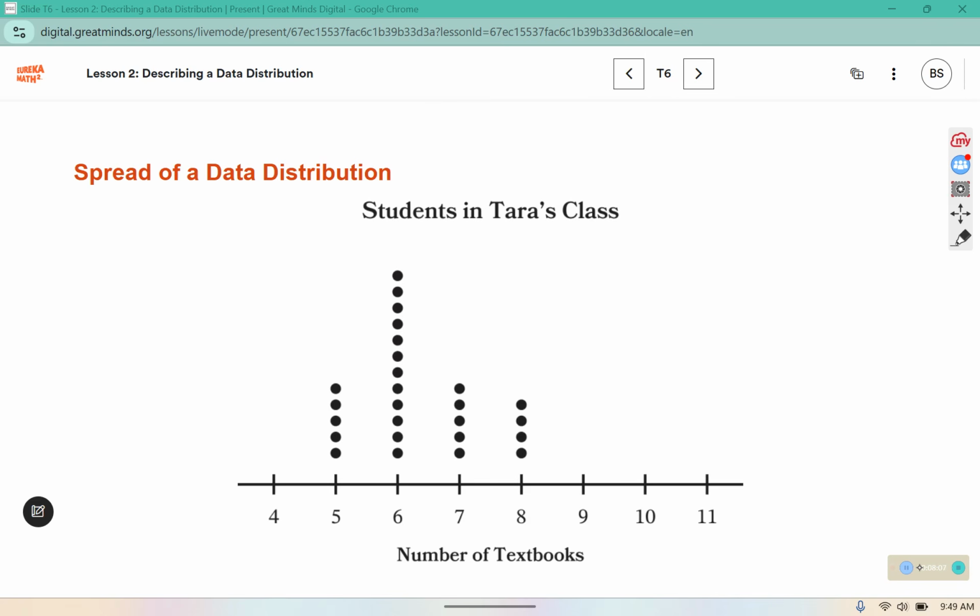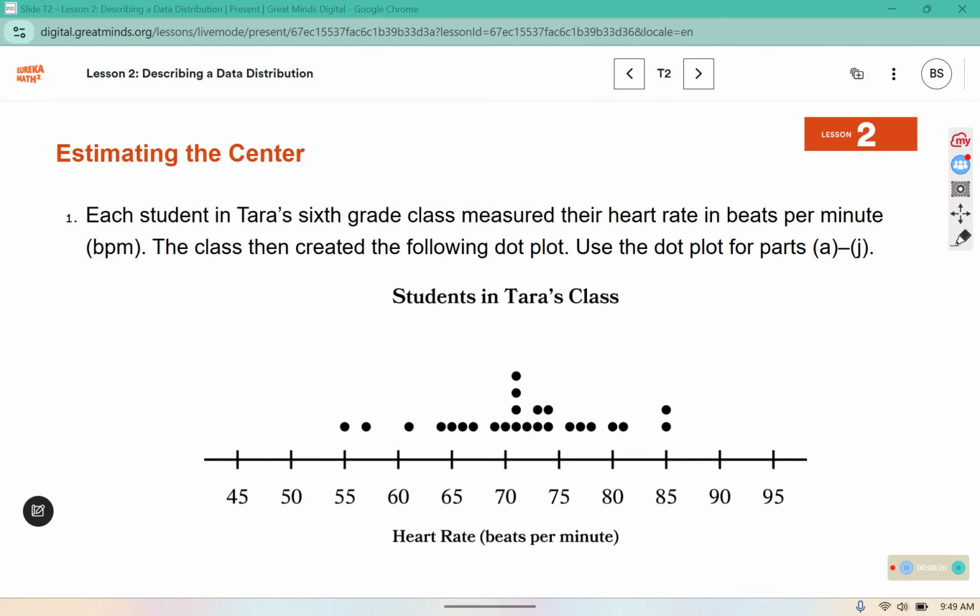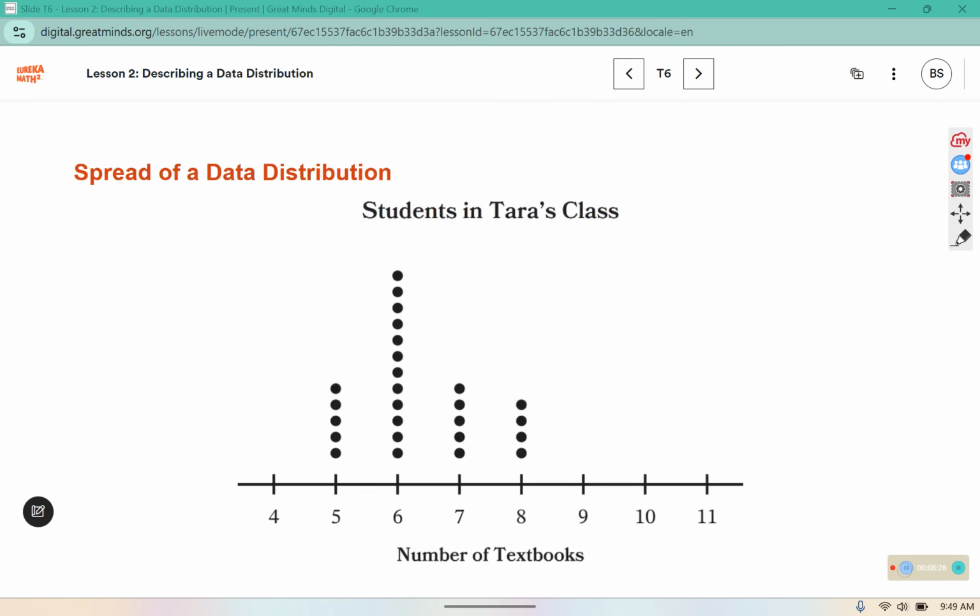Since it's not as spread out, we would say it doesn't have as much variability. There is some variability because they're not all on the same number, meaning not everybody in her class has the same amount of textbooks, but it's less spread out than the previous distribution. The heart rates went from 55 up to 85, whereas the textbooks only go from 5 to 8. So there is less of a spread in this distribution than in the heart rate distribution.